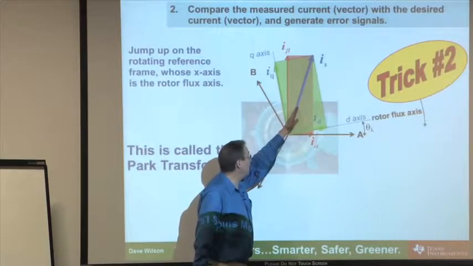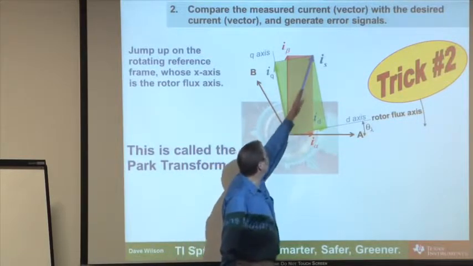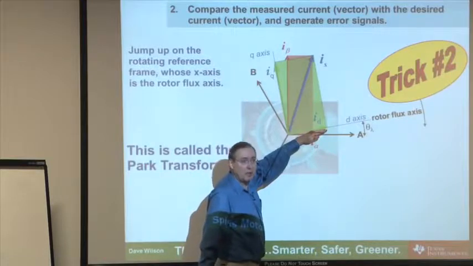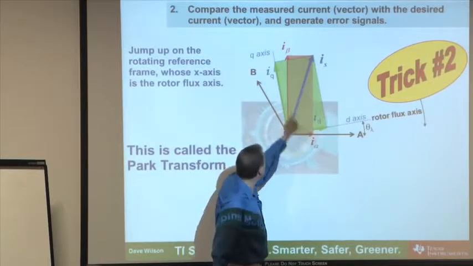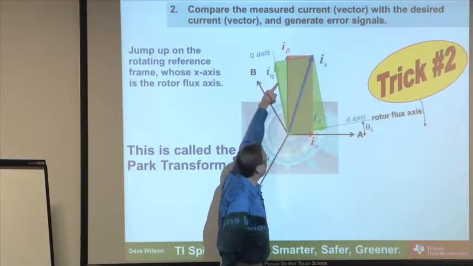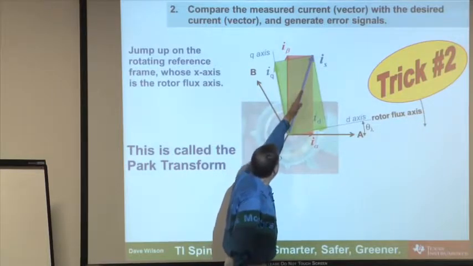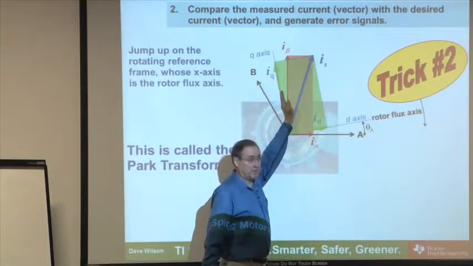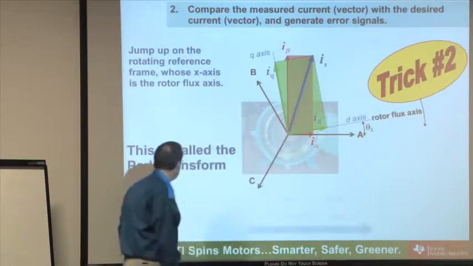Well, in this case right here, not very good, because you can see a big portion of my current vector resolves onto the d-axis, which means it's not producing any torque. The only torque-producing component of current is this value of this green arrow right here. So I would like to have all of my current vector to be on the q-axis. But whatever it is, here's how we represent it.